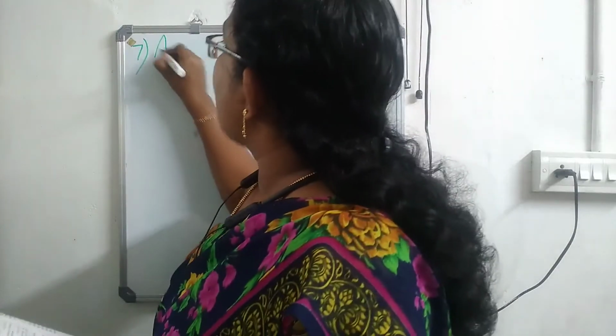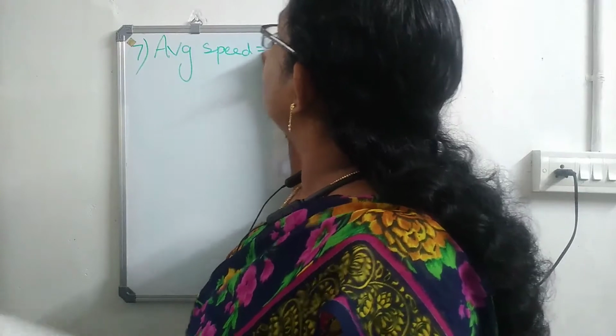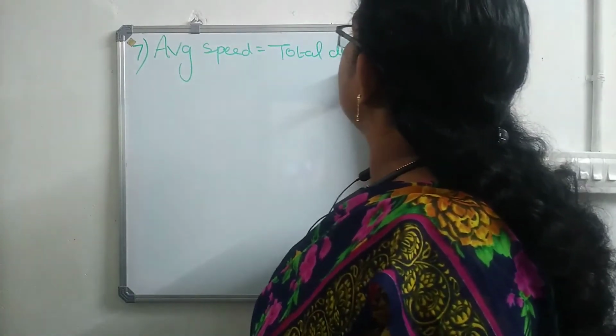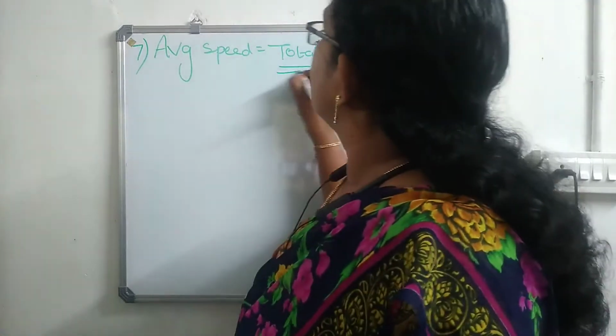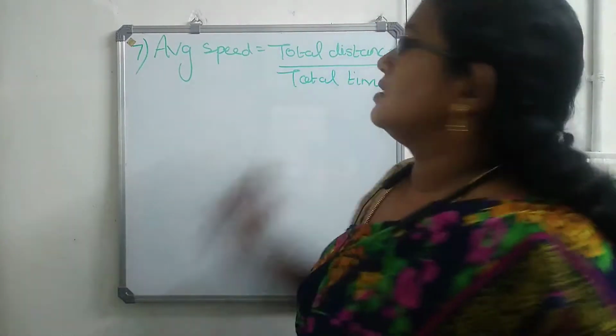Speed is given by distance by time. If it is average speed, it is total distance by total time. Average speed or average velocity comes if the body is moving with variable velocity, isn't it? So, our equation is average speed is equal to total distance by total time.